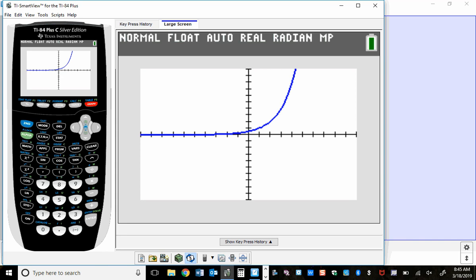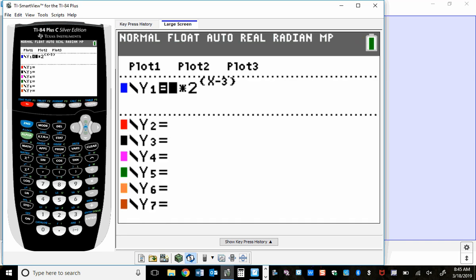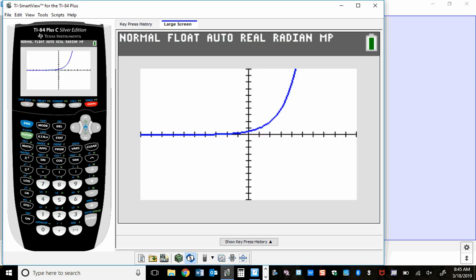Okay, so for these problems, in your y equals, if it says like 4 times 2, just write it 4 times 2. If you put the 4 and the 2 in parentheses, it's going to throw your answer off. The only thing you have to put in parentheses is the exponent. Does that make sense? Okay. So you should have this graph.